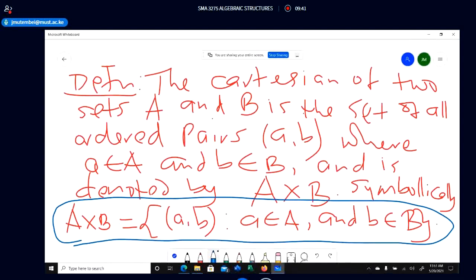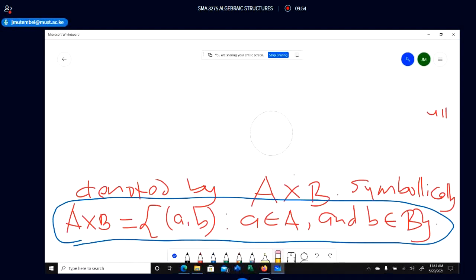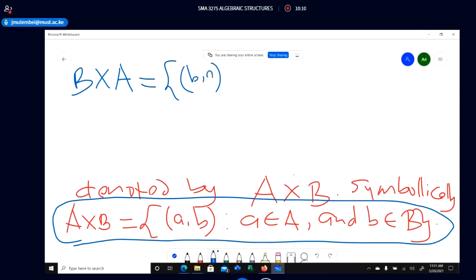Then you will find that if we reverse this order, if now we want the Cartesian product of B and A, it will be the set of ordered pairs (b, a). Note we have reversed the order now. (b, a) such that b comes from set B and a comes from set A. So again, you can see now this operation is not commutative.